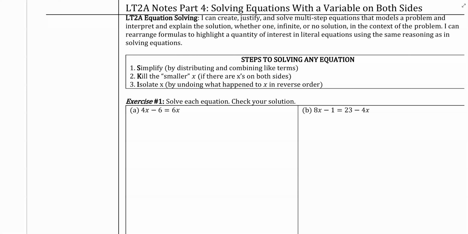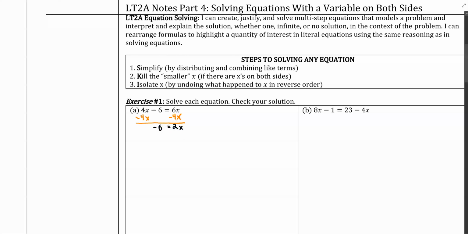And so if you take a look at the problem, we have a 4x on the left-hand side and we have a 6x on the right-hand side. Which x is smaller? It's the 4x term. So what we want to do is kill off the 4x, and the way that we're going to do that is we're going to subtract 4x from the left-hand side, and if I do that to the left-hand side, I need to do the same thing to the right-hand side. Now the equation will leave us with negative 6 on the left-hand side and positive 2x on the right-hand side.